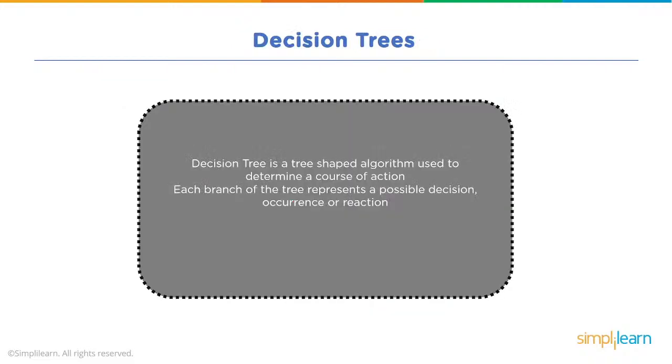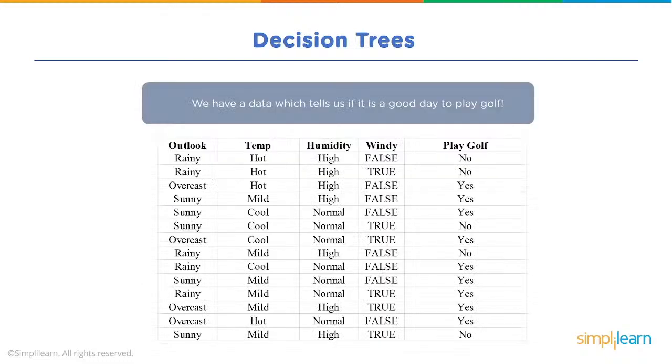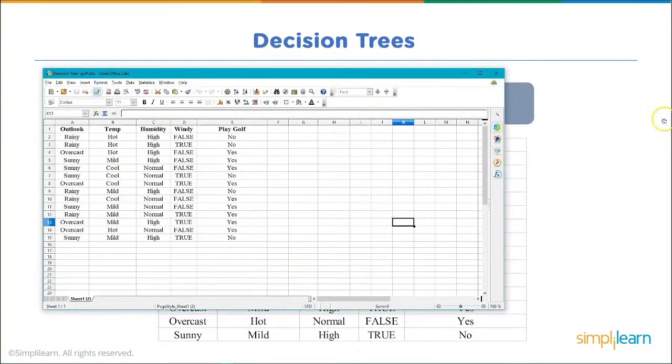Let's go ahead and take a look at decision trees, a very different way to solve problems from the linear regression model. A decision tree is a tree-shaped algorithm used to determine a course of action. Each branch of a tree represents a possible decision, occurrence, or reaction. We have data which tells us if it is a good day to play golf. And if we were to open this data up in a general spreadsheet, you can see we have the outlook, whether it's rainy, overcast, sunny, temperature, hot, mild, cool, humidity, windy, and did I like to play golf that day, yes or no? So we're taking a census.